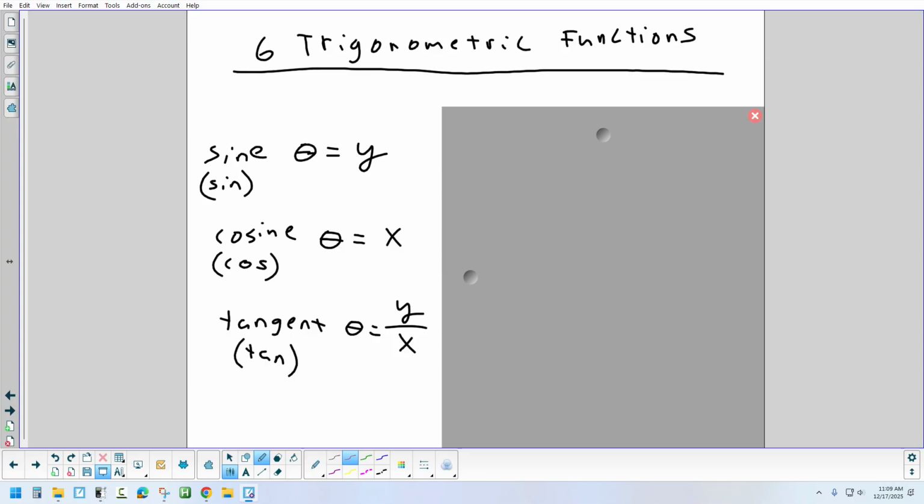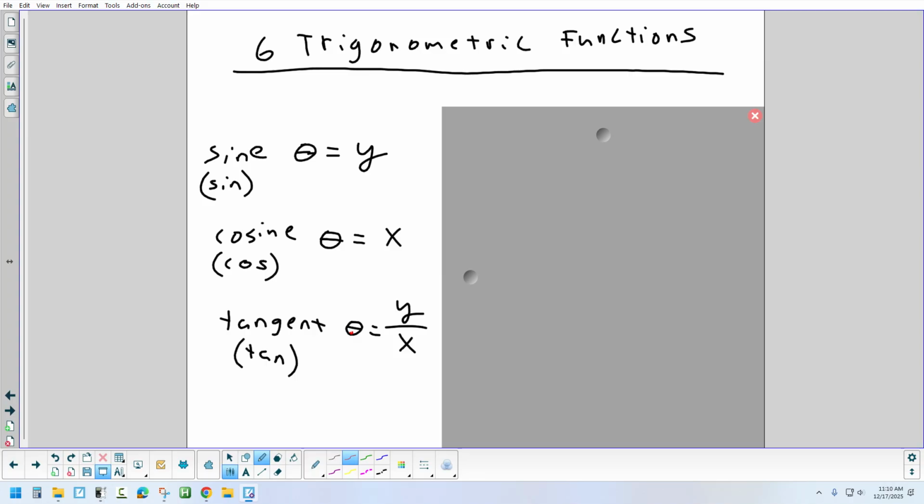The last one is the tangent. So if I ask you for the tangent and I give you an angle, you have to find the coordinate that represents that angle, and then take the y value and divide by the x value. That is the tangent. Each trig function has a 3-letter abbreviation with it. For those 3, it's just the first 3 letters of each name: SIN, COS, TAN.